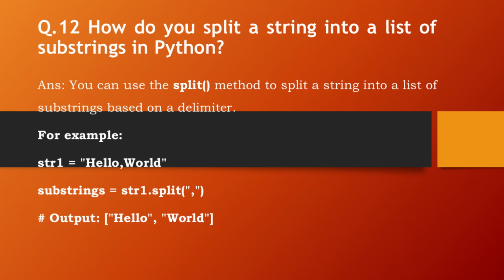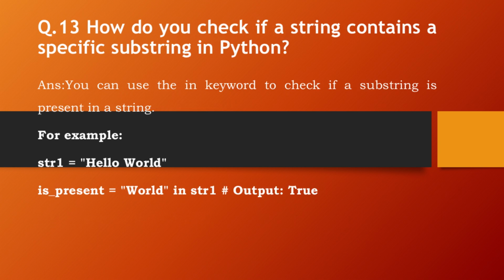How do you split a string into a list of substrings in Python? You can use the split method to split a string into a list of substrings based on a delimiter. How do you check if a string contains a specific substring in Python? You can use the in keyword to check if a substring is present in a string.